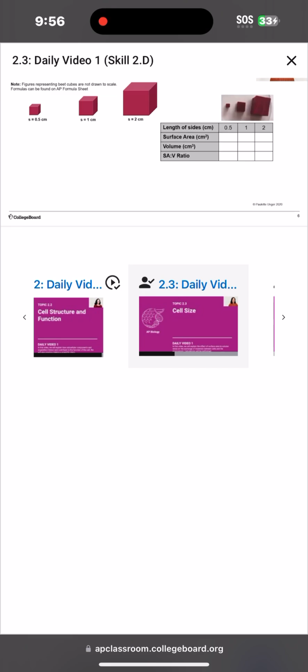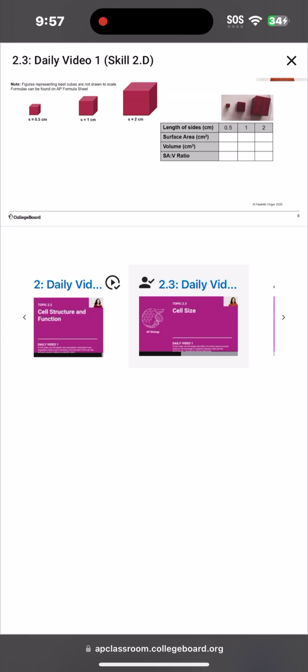So the formulas for surface area and volume of a cube, as well as for other shapes like cylinders and spheres, can be found on the AP formula sheet on AP Central. And I have 3 cubes that are not drawn to scale, but they're going to represent our beet cubes that were used in the demonstration.